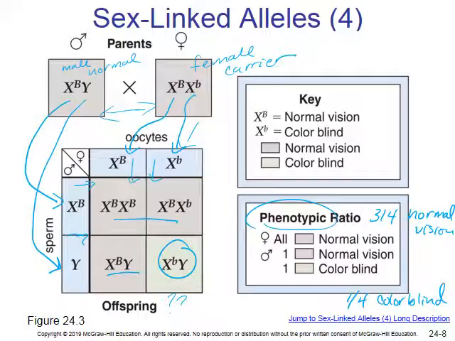Now, if I'm looking at genotype, that frequency is a little bit different, right? So genotypically, I have 1 female that has normal vision. I have 1 female that's colorblind. I have 1 male that has normal vision and 1 male that's colorblind.